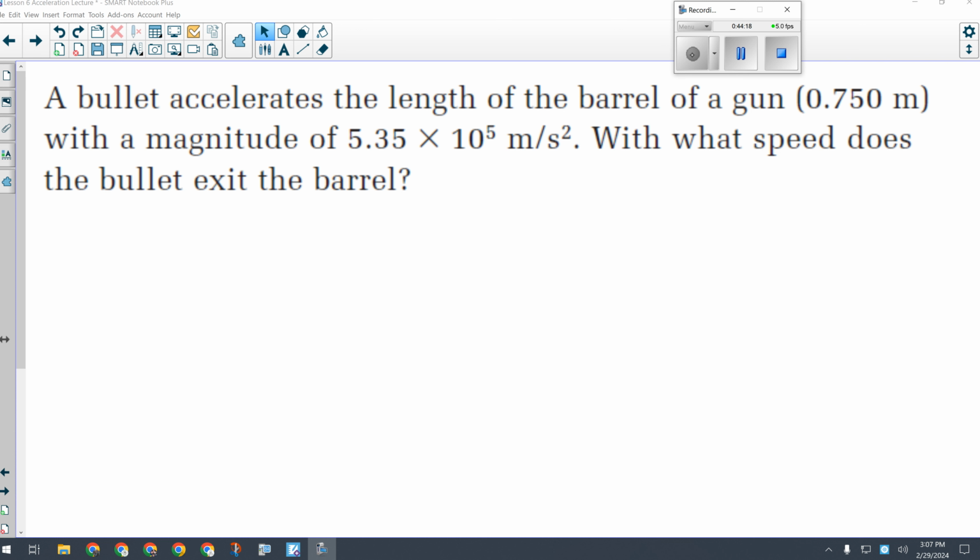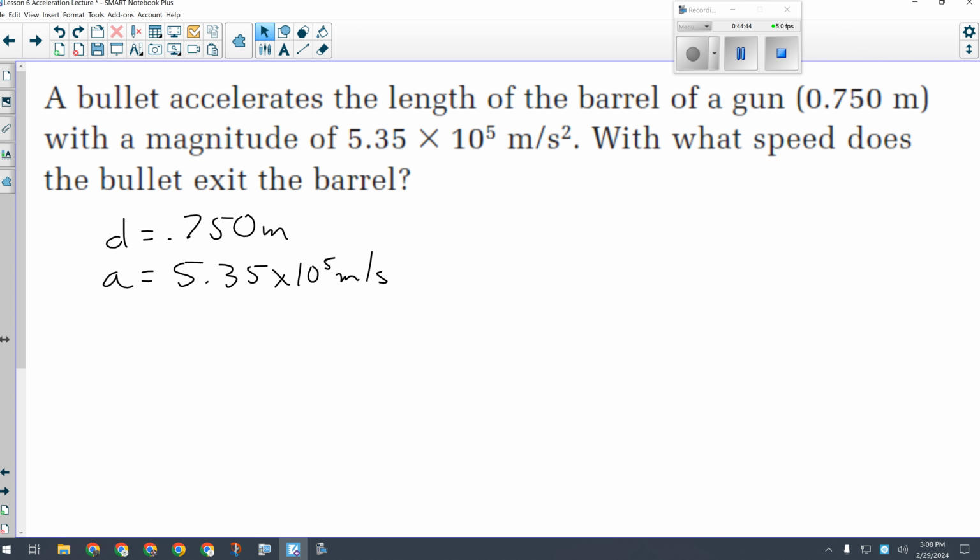So we've got a bullet that's accelerating the length of the barrel of a gun, so that would be the displacement, 0.750 meters. And the acceleration is, as we said, massive, 5.35 times 10 to the 5 meters per second. That's big.